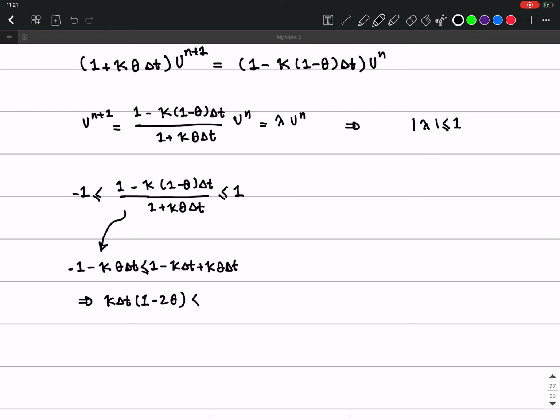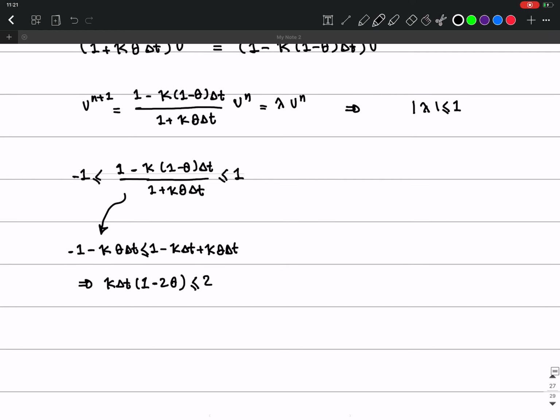This should be smaller or equal to, and then I take 1 to the other side, 2, right? So this is the first condition for stability that I obtain, and the second one is for this condition. Let's see what that implies.